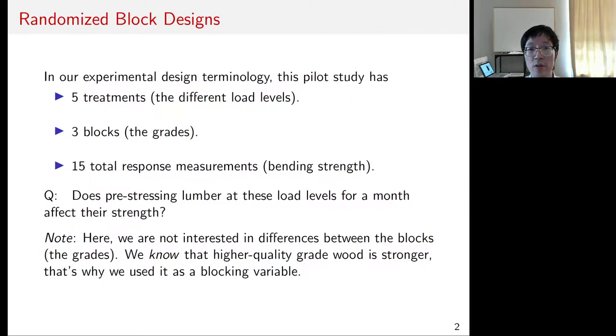Okay, so I want to emphasize here that we're not interested primarily in the differences between the blocks. We have three different grades of wood being used in this experiment, and we already know that the higher grade wood is going to be stronger. So that's why we use it as a blocking variable. We separate out the effect of the block from the effect of the treatments, and we assume in this model that we can add the two effects together. By including parameters for the blocks, we can more easily detect differences among the different pre-stress load levels, if there are any. So that's the rationale for blocking here.